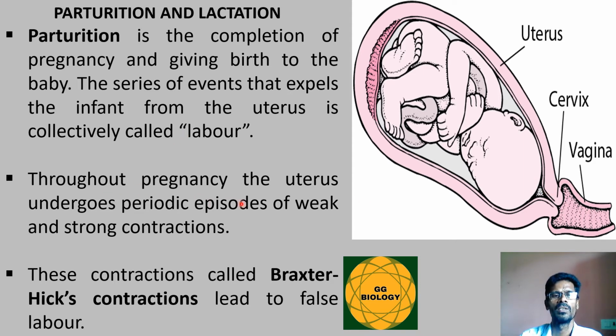Throughout pregnancy, the uterus undergoes periodic episodes of weak and strong contractions. So the uterus undergoes a series of contractions. Such contractions are usually called Braxton-Hicks contractions. So even this question is very important from a 2-mark point of view. Define Braxton-Hicks contractions, which is nothing but the uterus undergoing periodic episodes of weak and strong contractions. So these contractions are called Braxton-Hicks contractions that may lead to false labor.